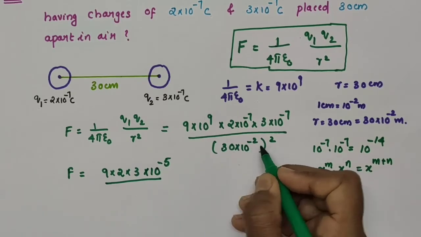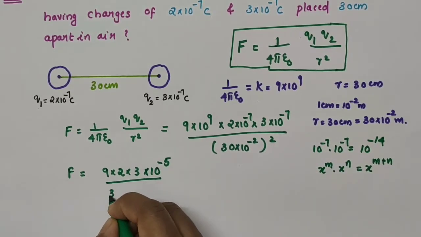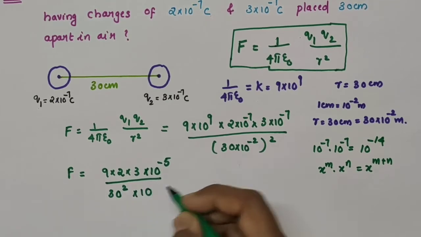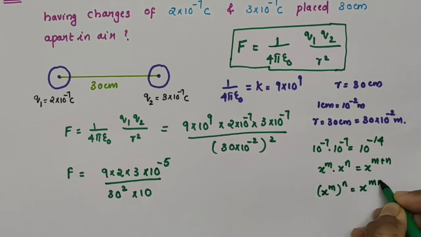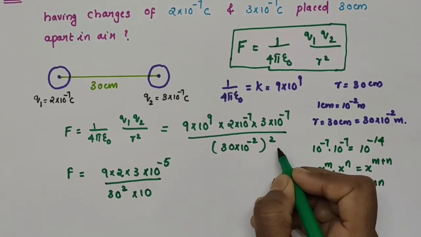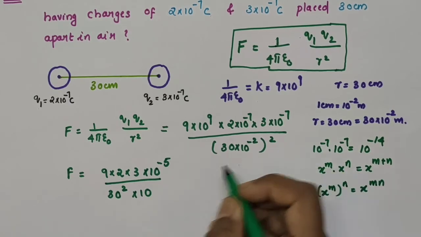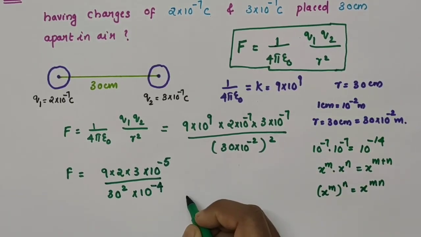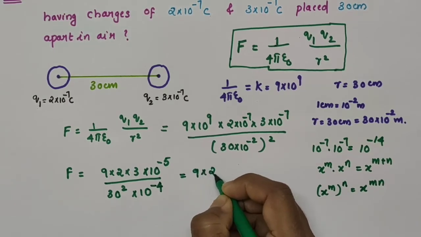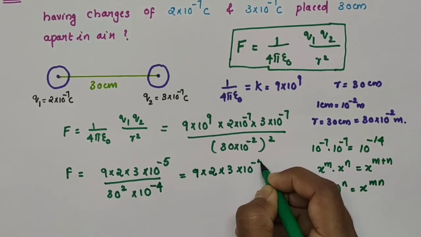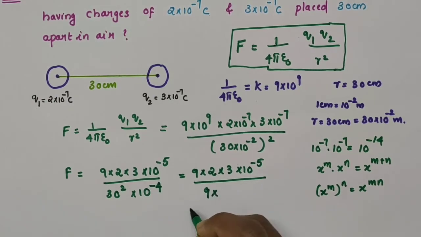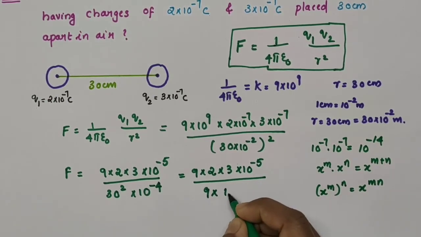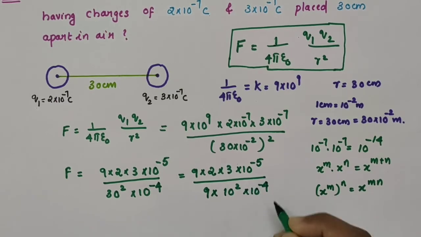here we have 30 into 10 raised to minus 2 the whole square. So, this can be written as 30 square into 10 raised to minus 2 the whole square. We have x raised to m all raised to n as x raised to m into n. So, 10 raised to minus 2 the whole square will be 10 raised to minus 2 into 2, which is 10 raised to minus 4. Okay, now this can be written as 9 into 2 into 3 into 10 raised to minus 5 divided by 30 square, that is 30 into 30, 900. 900 can be written as 9 into 100. What is 100? 10 square. So, 10 square into 10 raised to minus 4.